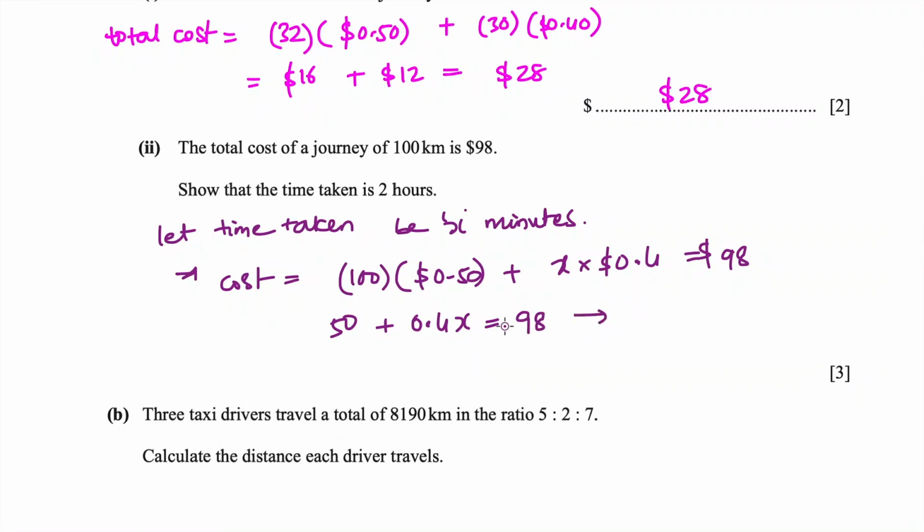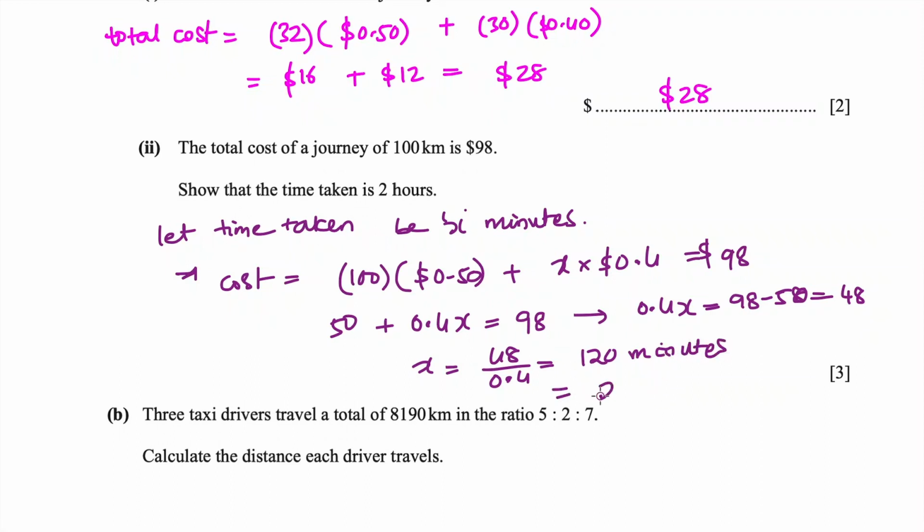From here, I can say that 0.4x is equal to 98 minus 50, which is 48, and so x is equal to 48 by 0.4, which is equal to 120 minutes, or 120 minutes is 2 hours. So therefore, what is the time taken for the journey? 2 hours. This completes the question.